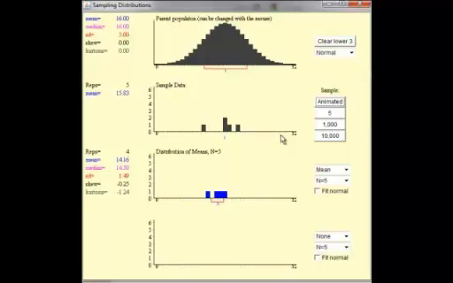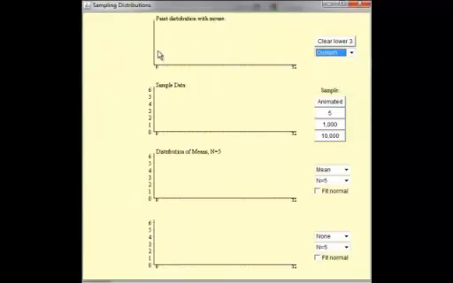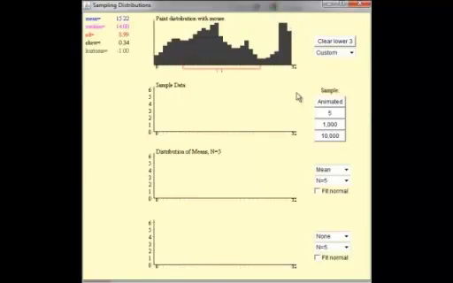I do want to show you something kind of interesting. First, let's do anything we want. We're going to have this really totally bizarre distribution, right? So let's see what happens when we take a sample from it. Okay, we take a sample, boom. Let's see what happens if we take 1,000 samples.